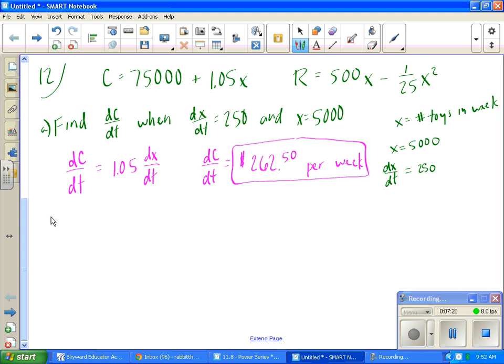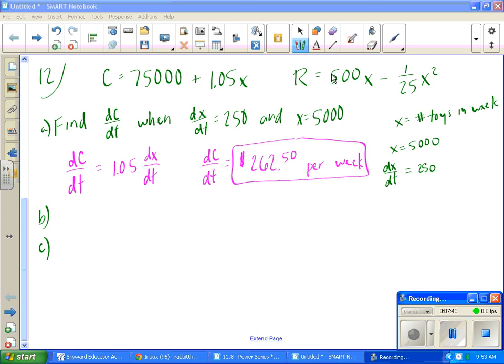Okay, let's try part B now. So part B is saying the rate at which the revenue is changing. Can you guys find that now? We should be able to, so go ahead and do part B on your own. That shouldn't be an issue. And then we'll look at C in a minute here.